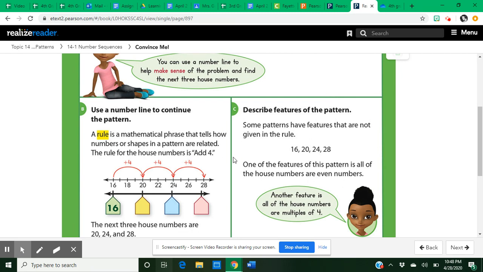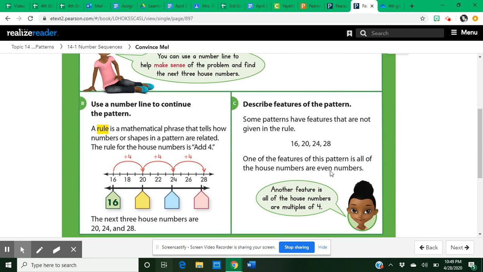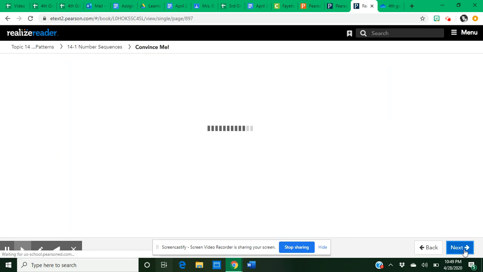Now over here, they've described the features of the pattern. So remember, those features are things that aren't said in the rule of add 4, but they're things that have in common, things that you notice about them. Another feature of these is that they're all multiples of 4. You can multiply a number by 4 and get all of these. Okay? They are also all even numbers. Okay, so you can see that those are 2 different features of these that we have. Okay, we're going to move on.